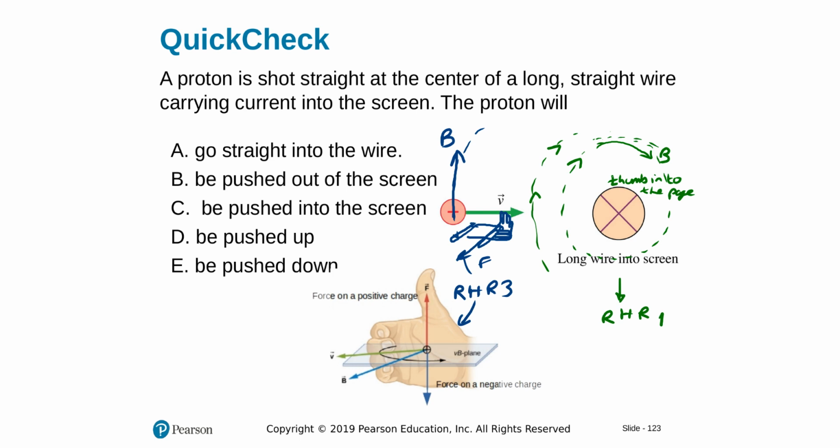I have a positive charge here, so it should be pushed out. Let's check that again. Curve the fingers upward. Put your arm and forefingers along the velocity first, then curve. You have to rotate and curve up. You'll have your thumb out of the page. Again, convince yourself that it's out of the screen. Being pushed out of the screen is the answer here.